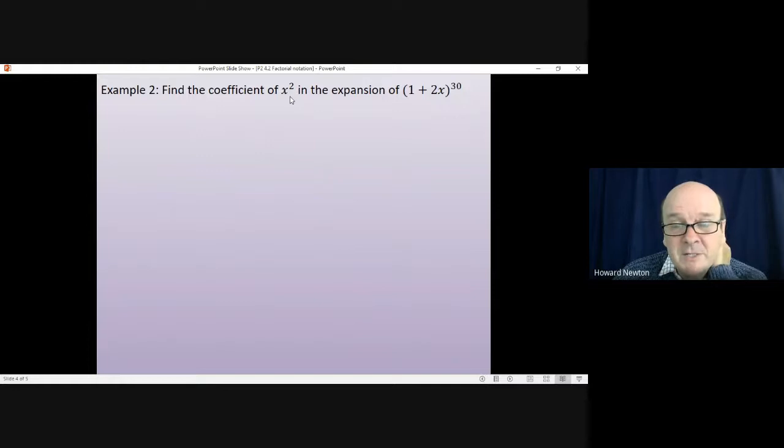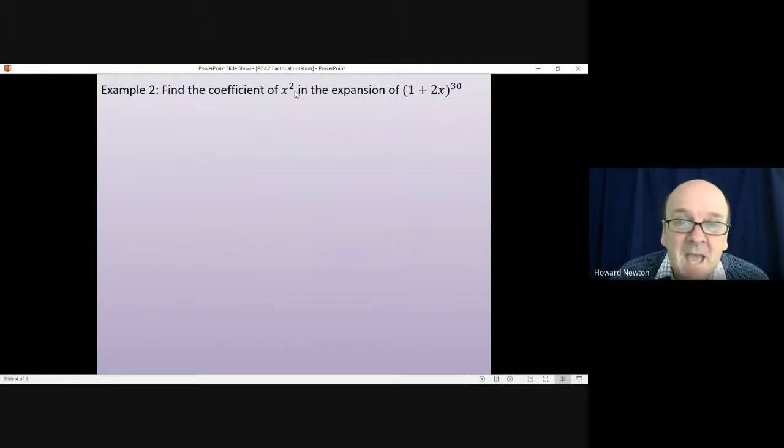So if we want the x squared term, if you imagine those 30 brackets, we want to take x out of 2 of those 30 brackets, or 2x out of 2 of those 30 brackets. And then we multiply those together and we get x squared. The other 28 brackets, we'd have to choose the 1. So essentially what we're doing is choosing the 2x from 2 of the brackets, and then we're choosing 1 from the other 28 brackets. And the coefficient will tell us how many different ways there would be of doing that.